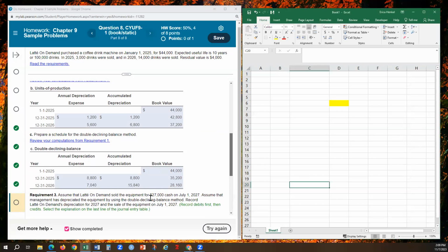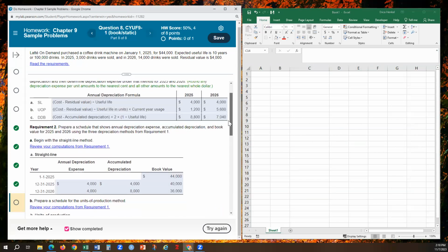All right. So we had sold equipment for $27,000 in cash on July 1st of 2027. If you notice up above here, they said we're using the double declining balance method for this item that we sold. We took depreciation through 2026. So we need to record an additional half year of depreciation in 2027 before we can record our overall entry here for the sale. So the first thing we're going to do is figure out a half year of depreciation.